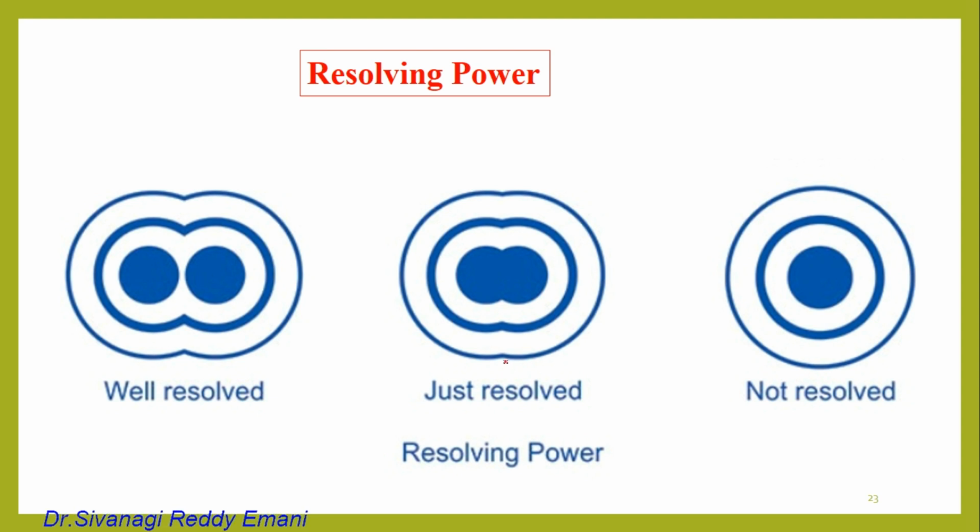But in the second image, we can see they are just resolved. In the third image, both are completely overlapped. So here we cannot distinguish between 1 and 2. Combinedly they look like a single one. So it's well resolved, just resolved, and not resolved.